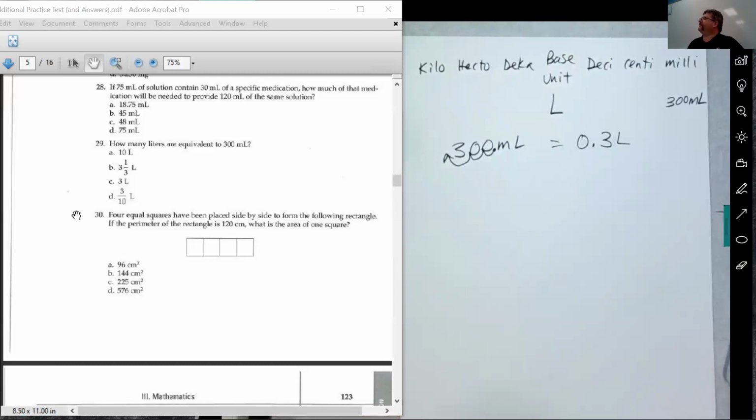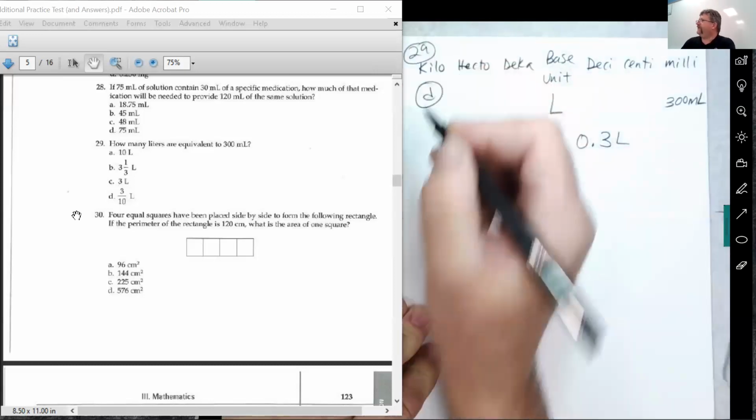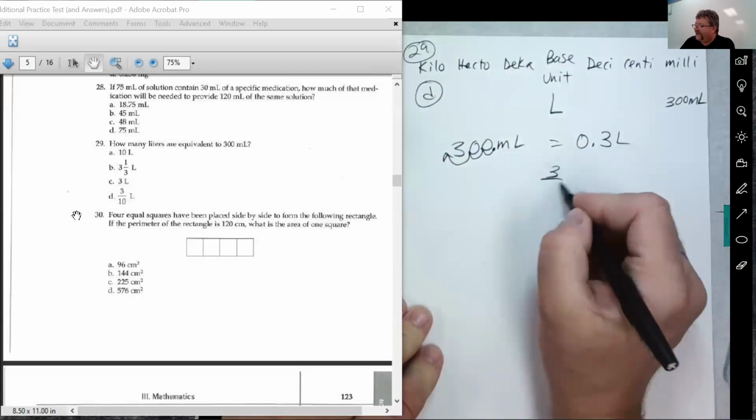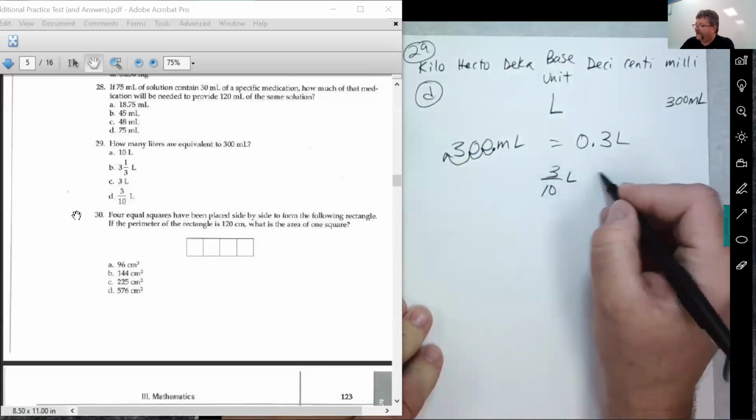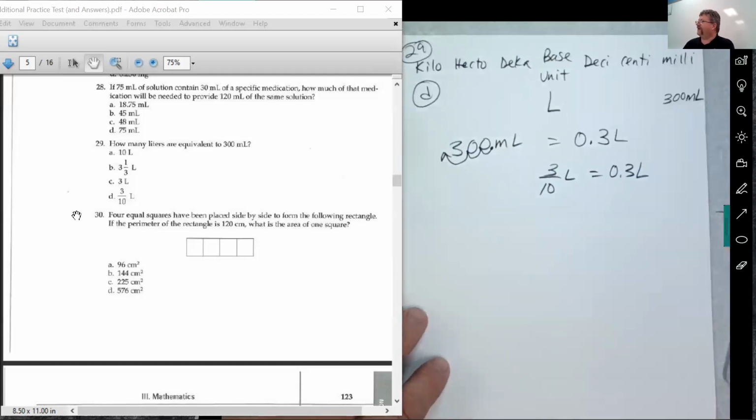All right, and if I check out my choices here for 29, I see there is no choice that says 0.3 liters, is there? Look at that. Now we got to get sneaky. Well, it's there. It's just shown differently, right? If you look at choice D, this is 29. D is written as 3/10 of a liter, right? And 3/10 is the same thing as 0.3. So I had to do the extra step of figuring out the answer. It wasn't exactly in the form I thought it would be, but it's right there if we look, okay? So watch out for that.